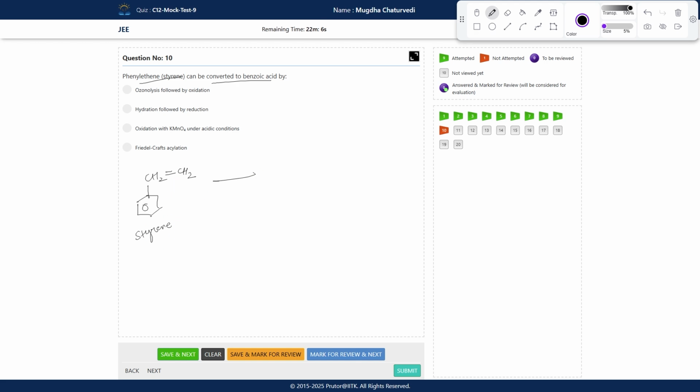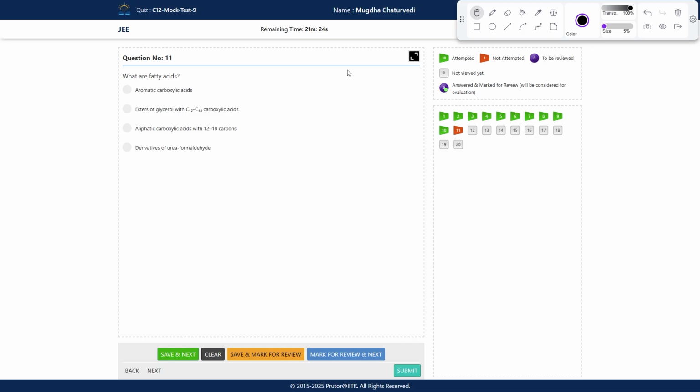So when the styrene is treated with KMnO4, okay, we take the basic medium, then first you get potassium benzoate, okay, and further when you do the acidic workup, you get benzoic acid, okay. So in this case, what will be the right answer? It is oxidation with KMnO4 under acidic conditions, okay. In this case, styrene can be converted to benzoic acid, okay. So the correct option will be third option. Let us move to the next question.